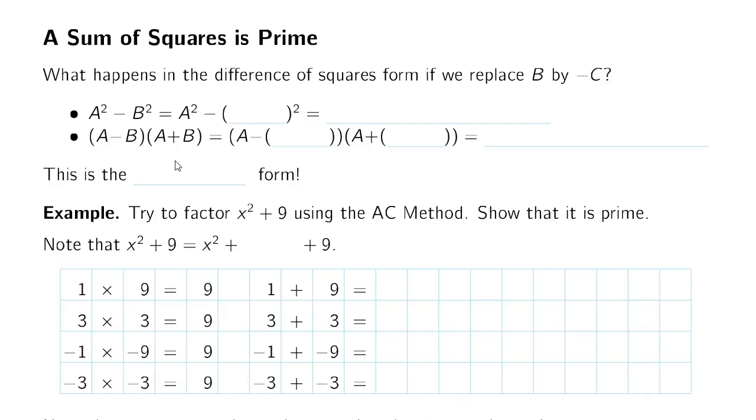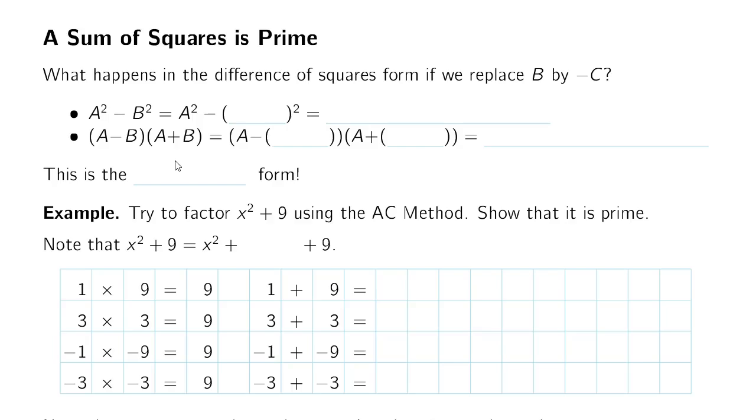So if we have a difference of squares, we're subtracting two perfect squares. We have a way to factor that. What if we're adding together two perfect squares? Can we factor that? Well, feeling our way in that direction, we might say, okay, what if we take our a squared minus b squared and we somehow reverse the sign of the second term?